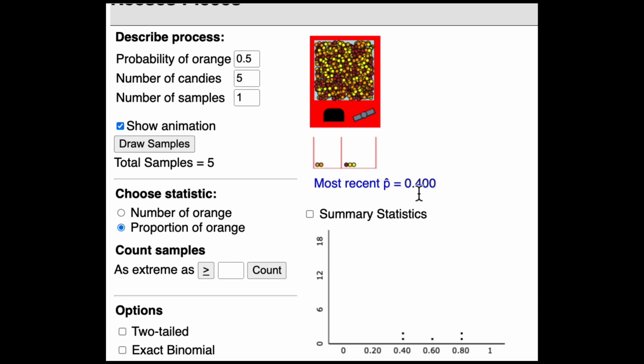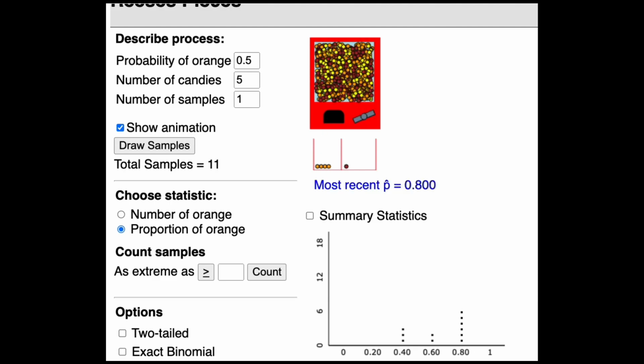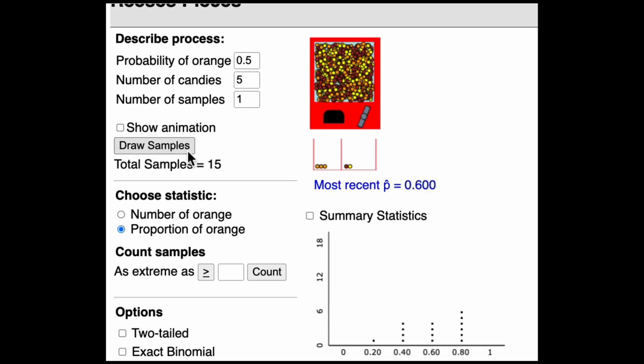Uh-oh. I'm not happy. This is 2 out of 5. This is lower than what they told me they were going to do. And if I just keep drawing lots and lots of candy, I'm going to shut off the animations now so I can do this a lot faster, right? So every time I'm pressing draw samples, I'm putting in the quarter, I'm getting 5 pieces of candy, it counts it, and it's just graphing it. And you would expect that at 0.50, right here in the middle, guys, we would have more of our candies. Does this make sense?